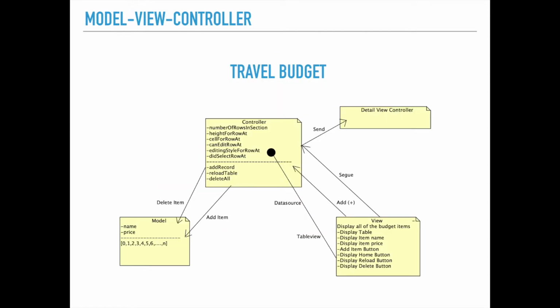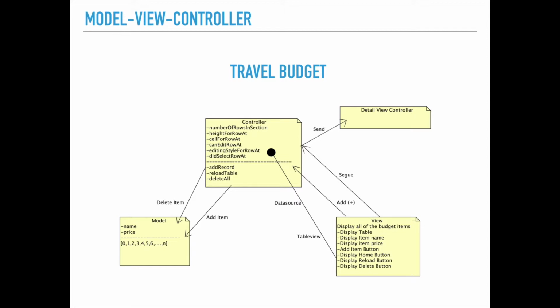For my application, I had two model view controller diagrams. The first one is for the travel budget MVC, in which the view will display a table filled with rows of items that the user has added for their budget.